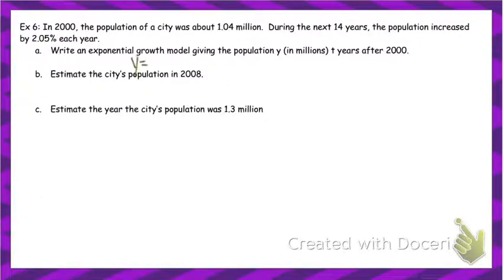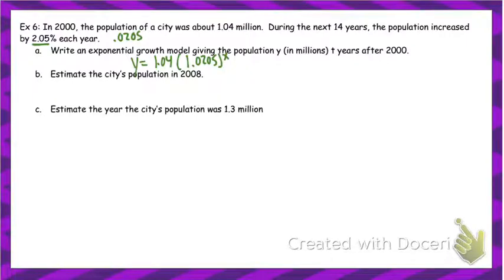So it's y equals initial amount, 1 plus r. Remember, we want r as a decimal. So 2.05% is 0.0205. So this is 1.0205 to the x.